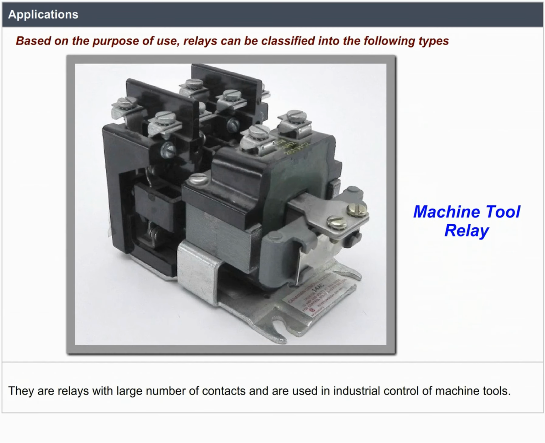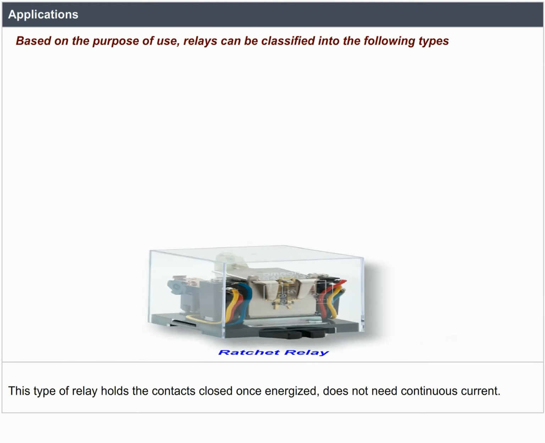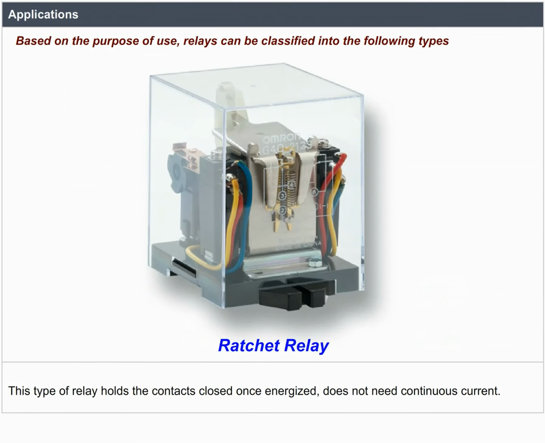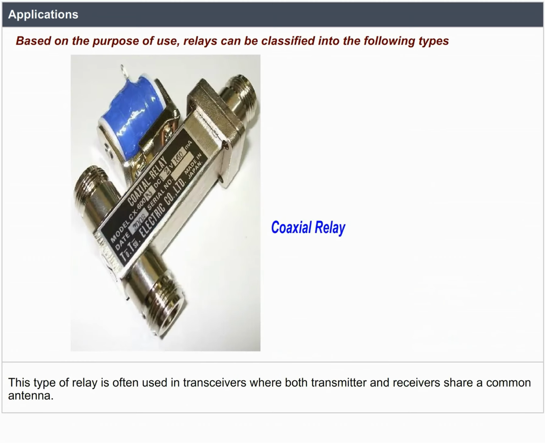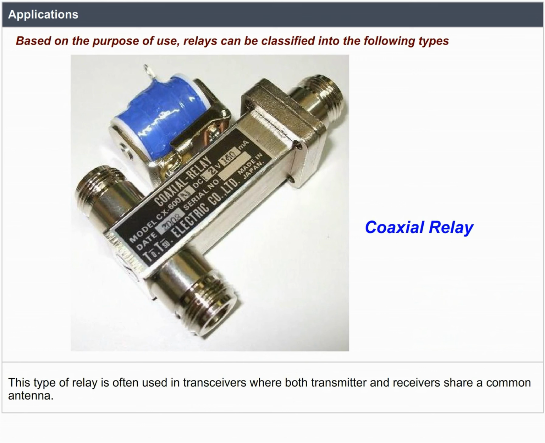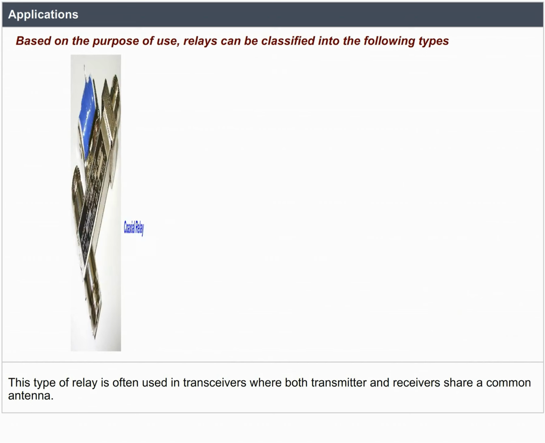Machine tool relay. They are relays with a large number of contacts and are used in industrial control of machine tools. Ratchet relay. This type of relay holds the contact closed once energized and does not need continuous current. Coaxial relay. This type of relay is often used in transceivers where both transmitter and receiver share a common antenna.